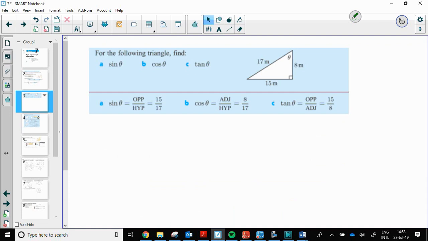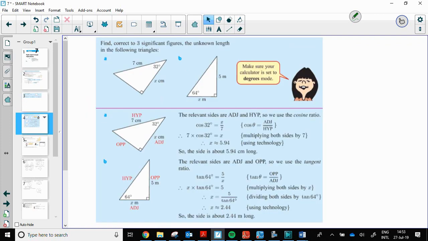All right, we can figure out what these trig ratios are based on a particular triangle if we know its sides. We can also use them to figure out unknown lengths of sides within a triangle. So pause and read through these if you need to. I think it's pretty straightforward, so I have nothing to add to it.